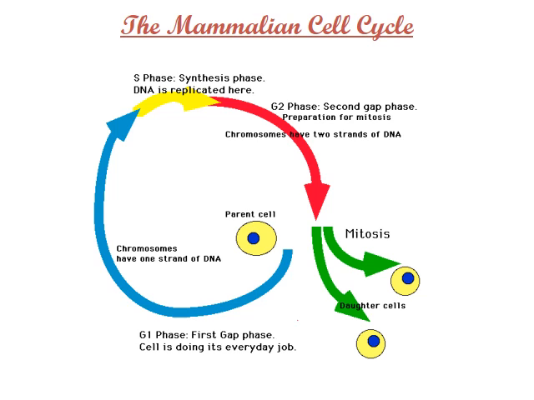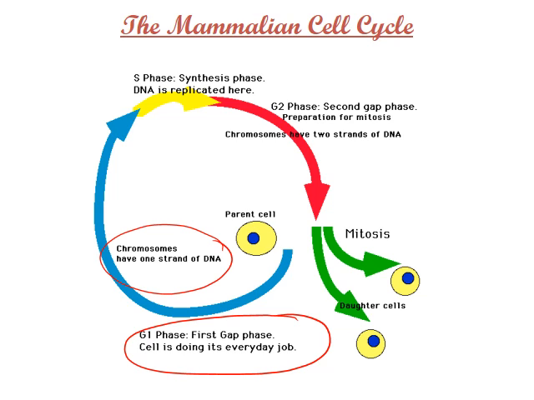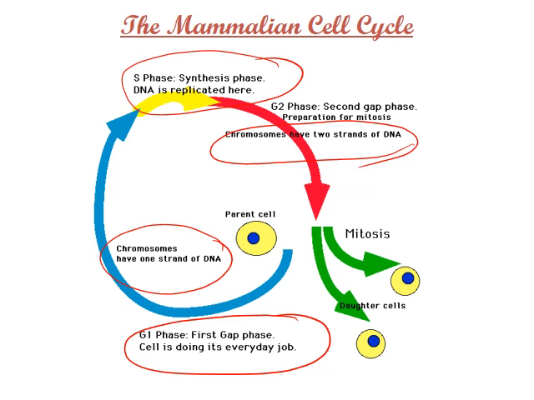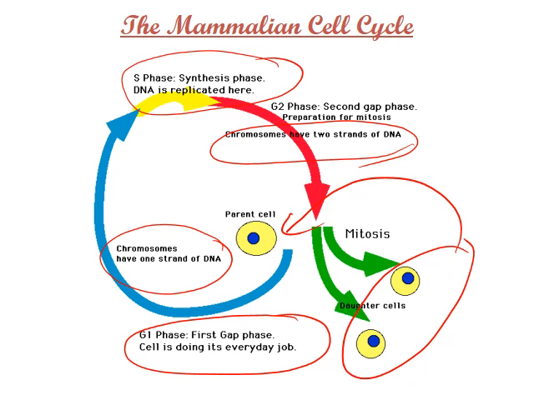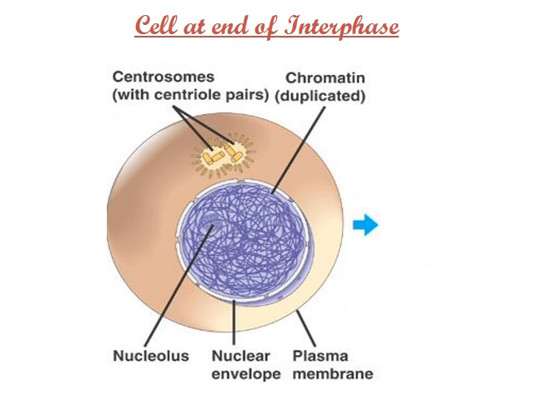G1 is the first gap where the cell is doing its everyday job. The chromosomes have one strand of DNA. S phase, the synthesis, is where DNA is replicated at this step. Chromosomes at G2, the second gap, are in preparation for mitosis. They have two strands of DNA, and then through mitosis we finally have two daughter cells identical to the mother cell, having the same genetic information.